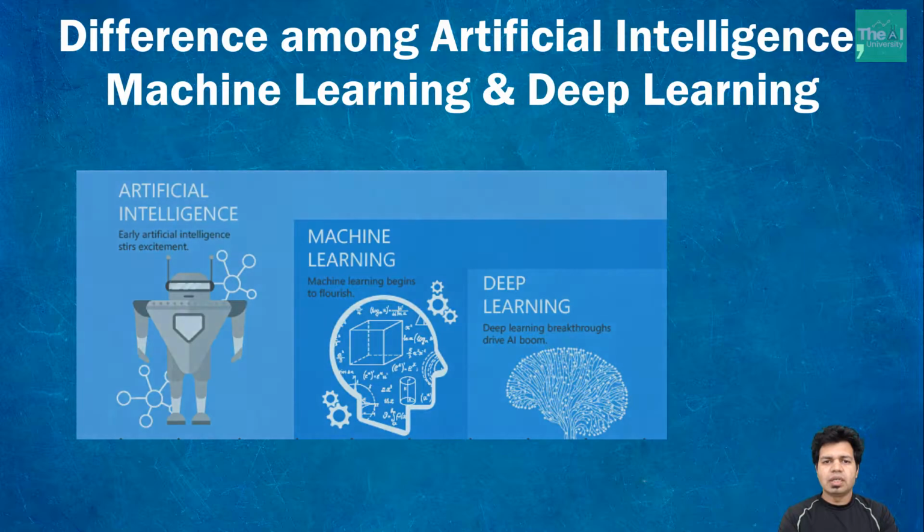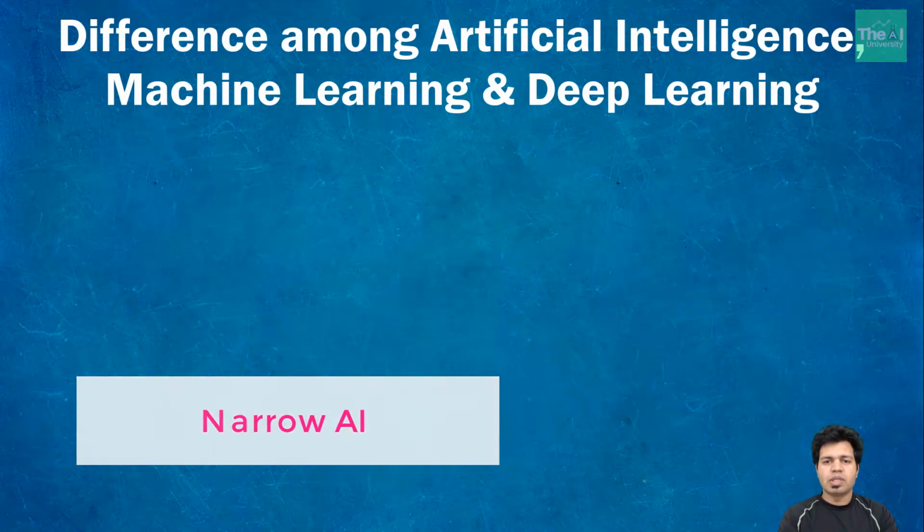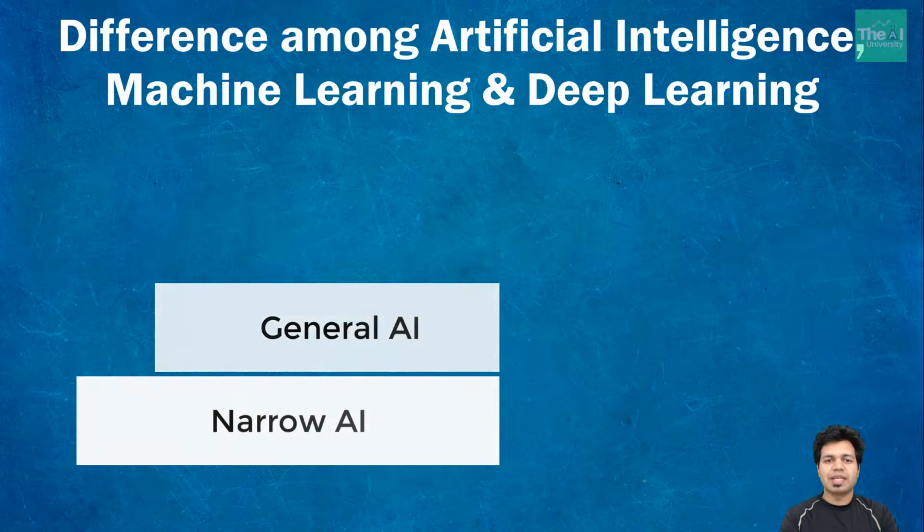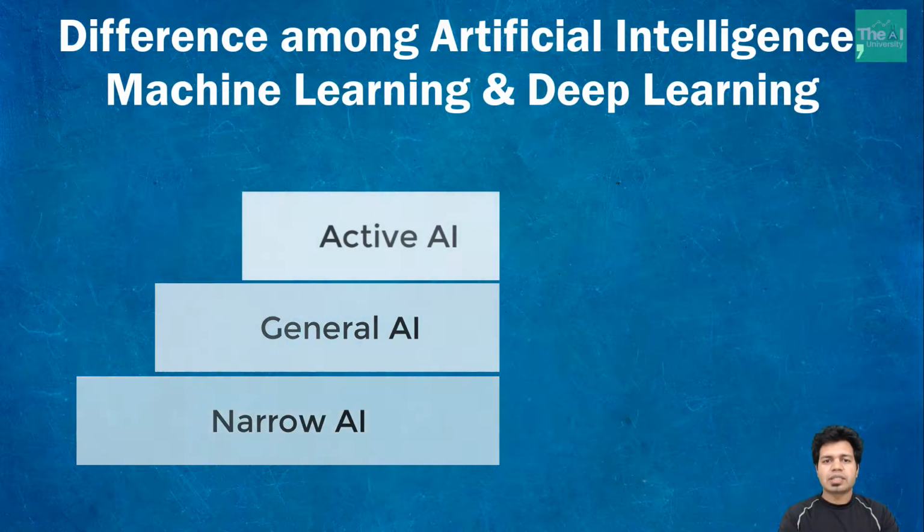There are mainly three levels of AI. Number one is narrow AI, where machines can perform specific tasks better than humans. This is the level where most of the research is happening these days. Number two is general AI, which is a state when AI can perform any intellectual task with the same accuracy level as a human would. Number three is active AI, where the AI can beat any human in many of the tasks.